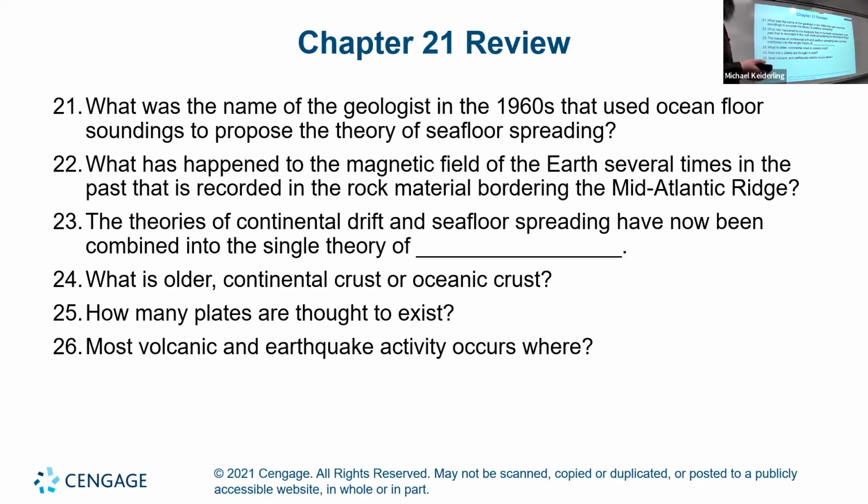And the theory of continental drift and seafloor spreading have now been combined into the single theory of plate tectonics. Continental crust is generally older than oceanic crust, because oceanic crust is the crust that is created and destroyed. Continental crust sticks around. So some of the crust up in Canada is 3-4 billion years old.